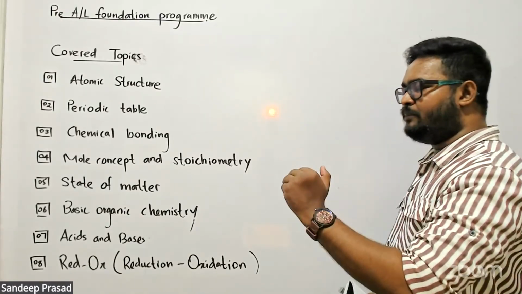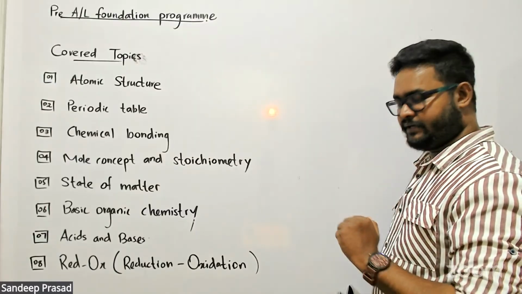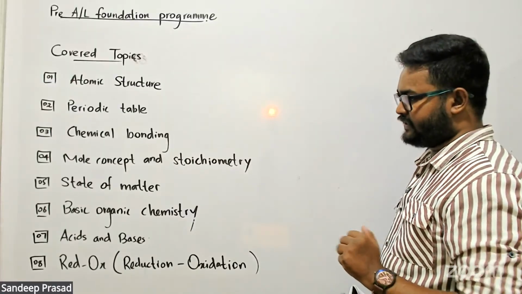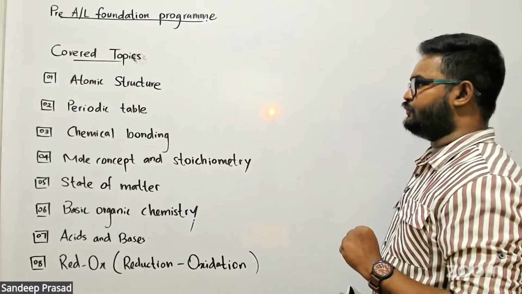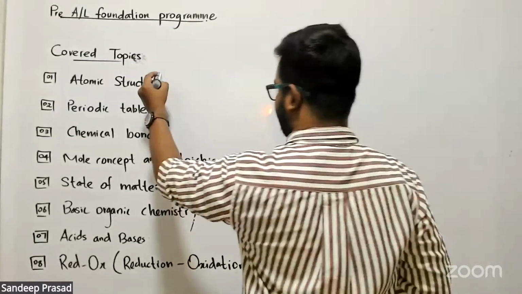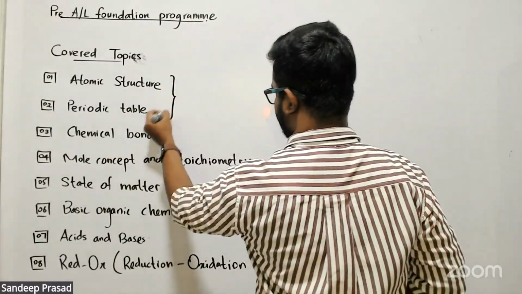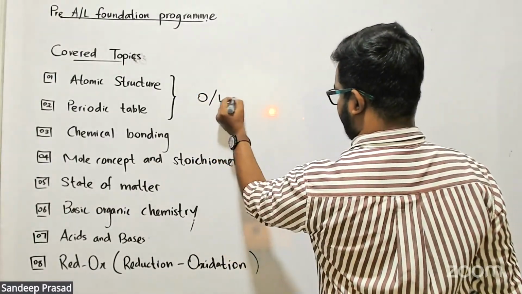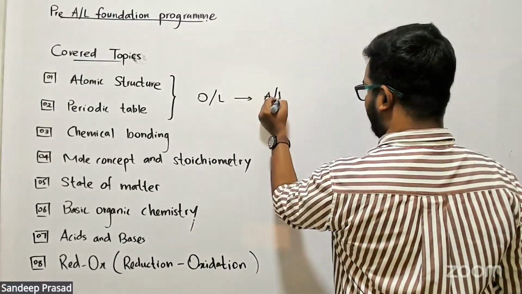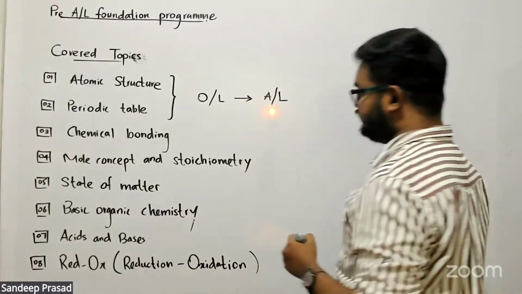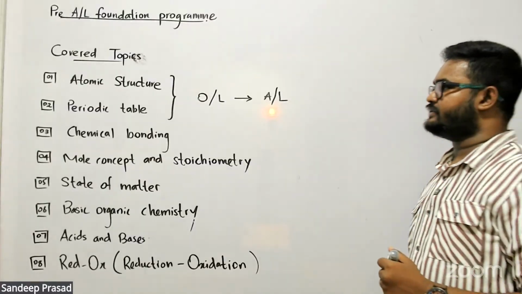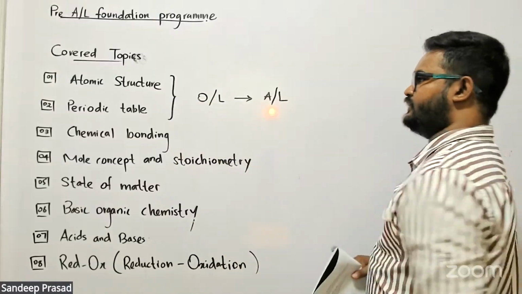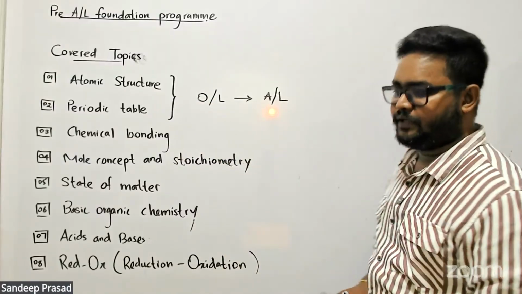what you should know about the topic. Under each topic, what you should know before you go for A levels. So that is a kind of foundation. Today I'm planning to discuss these two topics. I'm going to revise your O-level chemistry theory knowledge and see how it combines with the A-level theory. This is what we are going to discuss first today: atomic structure and periodic table.